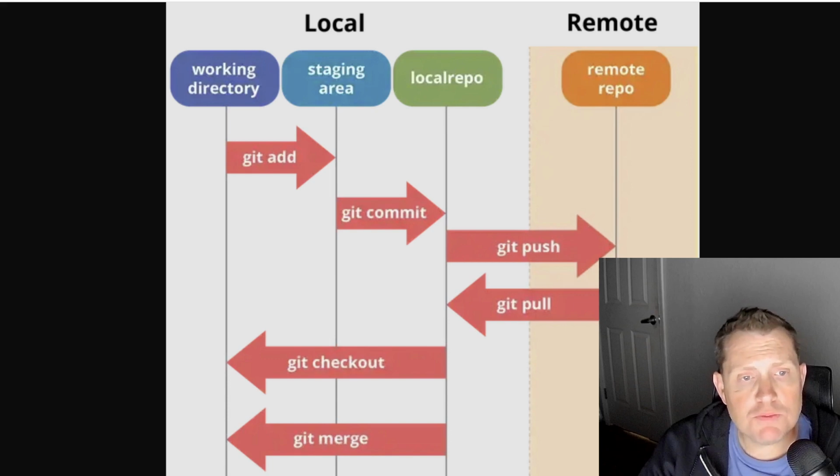So the workspace is the folder on your computer. This is where all the work happens. The staging area is where we change files or place them before making a commit. It allows you to essentially select only the files you want to commit. The local copy is your repository.